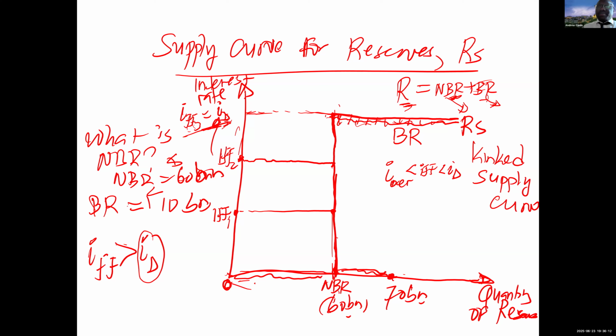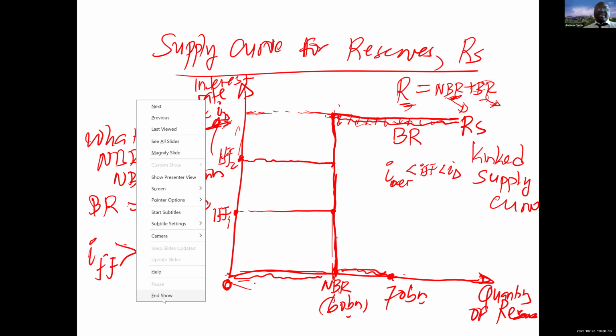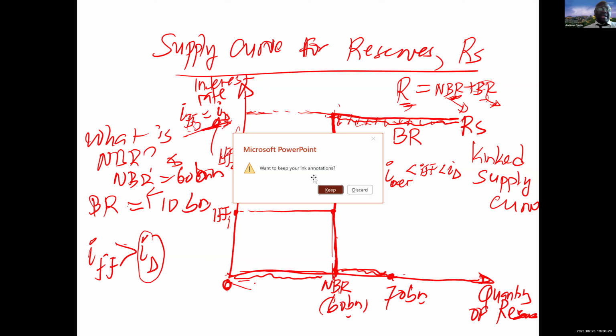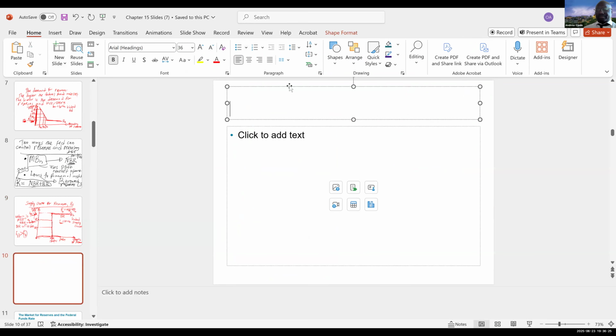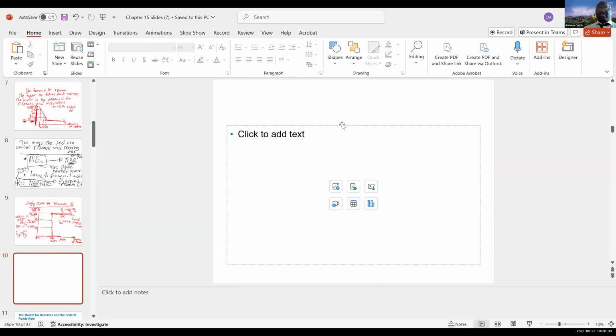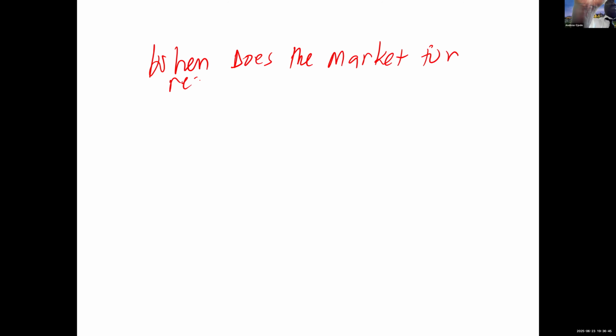Okay. So now let's put everything in equilibrium, because markets reach equilibrium. We talked about the demand already. It's a kinked demand curve. And we just talked about the supply curve. It's also a kinked supply curve. So when does the market for reserves reach equilibrium? Let's discuss the concept of equilibrium here. I'm going to ask the question: when does the market for reserves reach equilibrium?